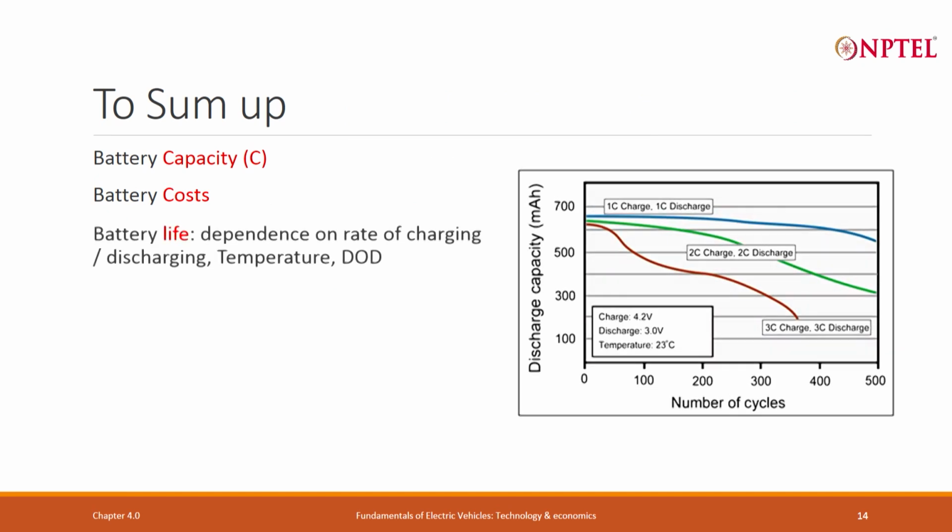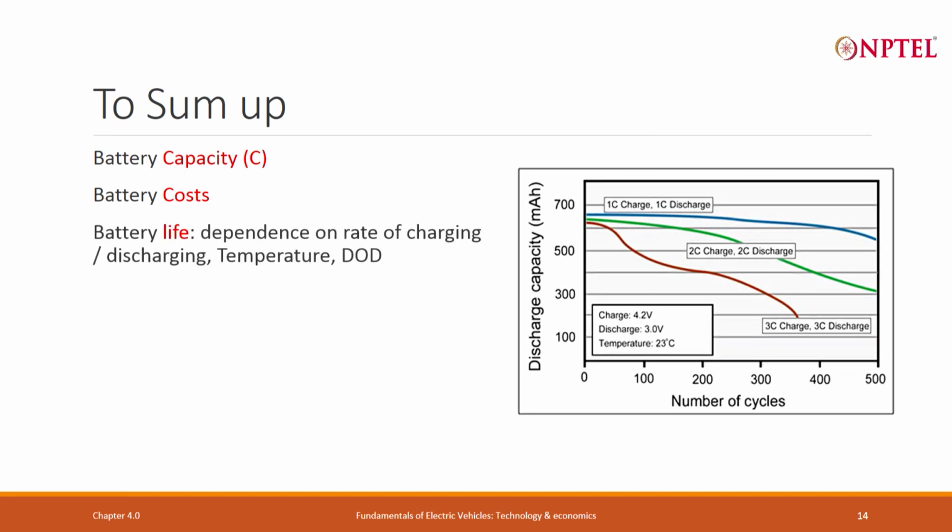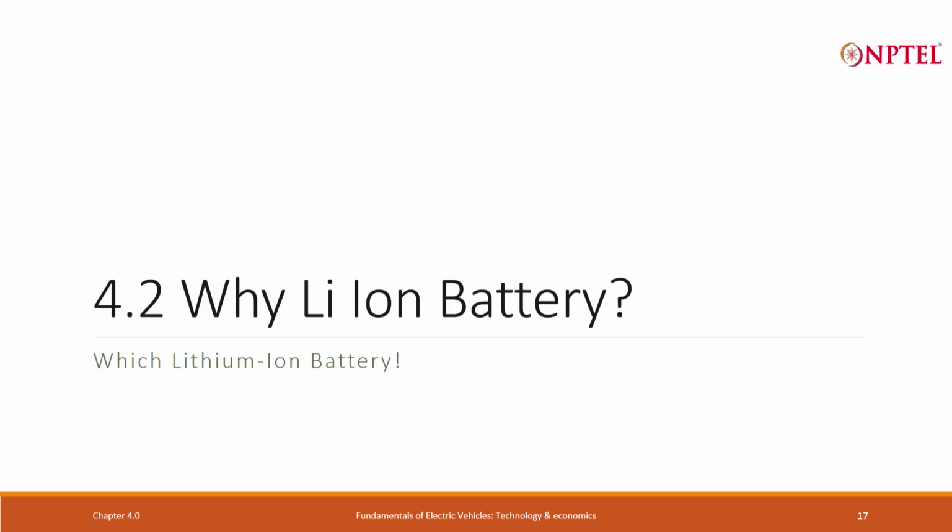So, to sum up, we talked about battery capacity and battery costs as the two important parameters. It will depend on the battery life, because finally usage cost depends on the battery life, and the battery life itself is dependent on rate of charging, discharging, temperature, depth of discharge. We also defined other parameters like state of charge, depth of discharge, end of life, C rate, cycle life, aging, etc. Having done that, now I will come to what I wanted to teach today.